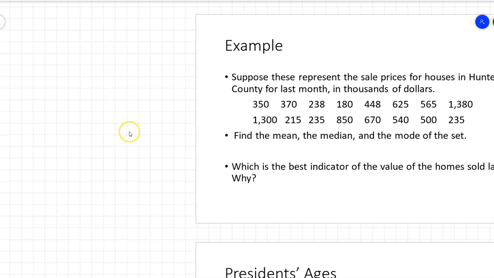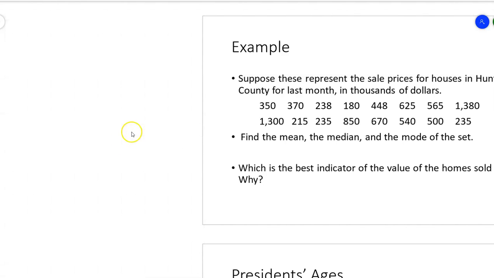So I'm going to come over on the side over here, and I'm going to make myself a list from greatest to least. Remember the 1380 is really 1,380,000. I just tried to save us from having to write all those zeros at the end. So that one's the highest number. As I do it, I'm going to cross them off so I don't lose any. Looks like 1,300 is next. All right, maybe 850.